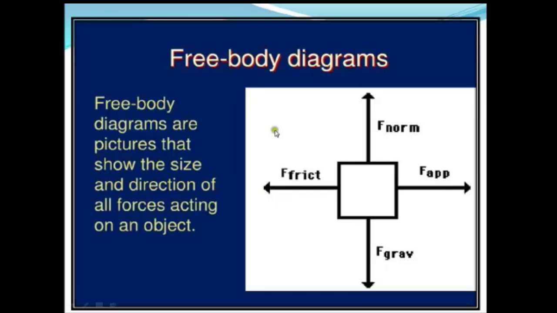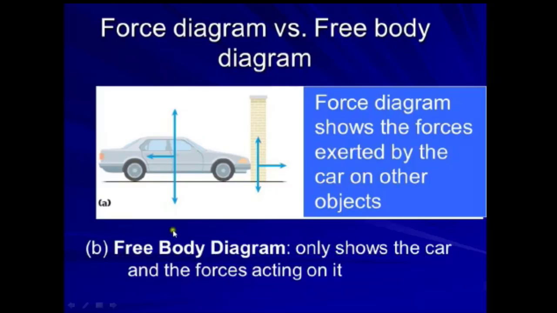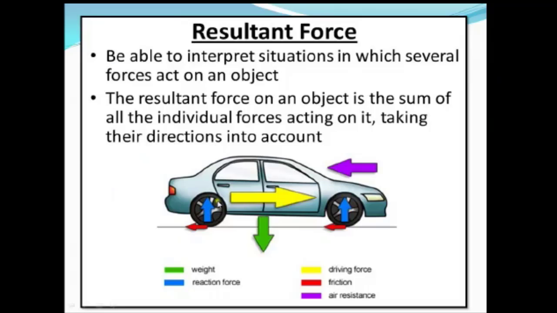Also, free body diagrams are pictures that show the size and direction of all forces acting on an object. When comparing the force diagram versus the free body diagram, the force diagram shows the forces exerted by the car on other objects, and the free body diagram only shows the car and the forces acting on it. So look at this picture where you are going to see the resultant force. What will be the resultant force here?